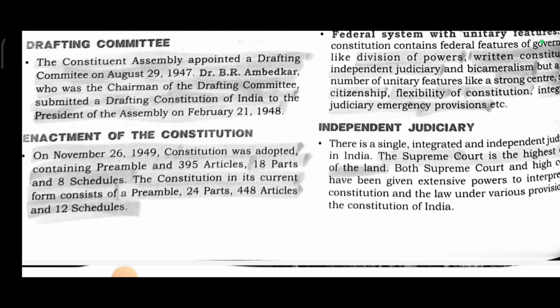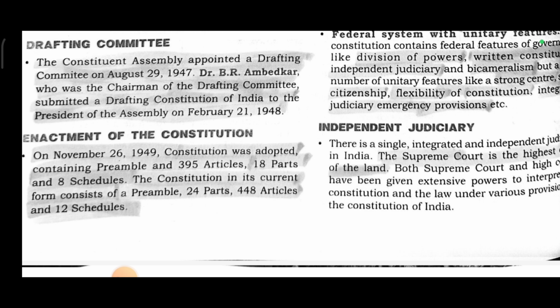Drafting Committee. The Constituent Assembly appointed a Drafting Committee on August 29, 1947. Dr. B.R. Ambedkar, who was the chairman of the Drafting Committee, submitted a draft Constitution of India to the President of the Assembly on February 21, 1948.